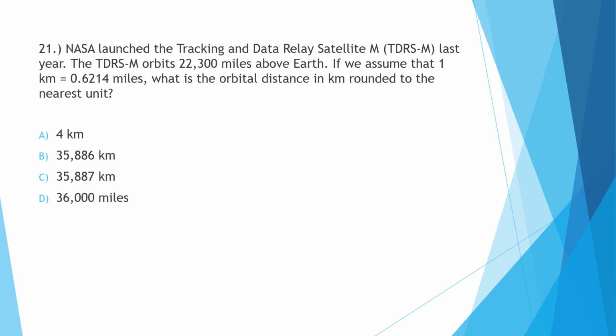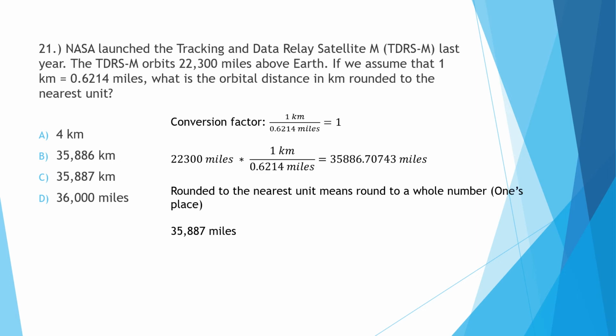This appears to be a basic conversion problem where we need to convert a quantity in miles to a quantity in kilometers. Since we know that 1 kilometer is equal to 0.6214 miles, we know that any ratio of those two quantities, since they're equivalent, would be equal to 1 and wouldn't change a value but would only change a unit.